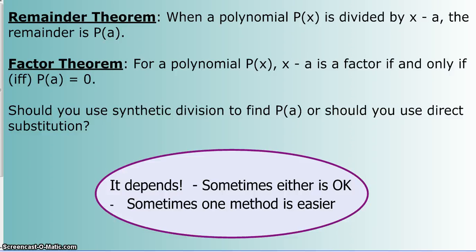Should you use synthetic division to find p of a, or should you use direct substitution? Well, obviously the easier way to do it is to plug the number in, but a lot of times it depends on what the question is asking. So it depends. Sometimes either is okay, but sometimes one method is easier. Usually it's easier to plug the number in. If you have a really high power, you don't have a choice. You don't want to do synthetic division if your highest power is 100.